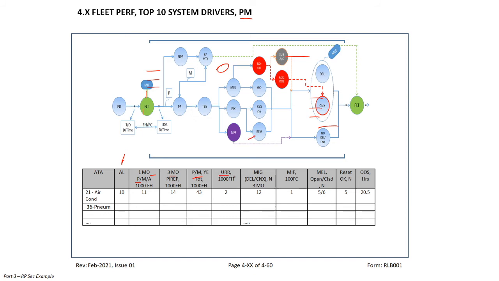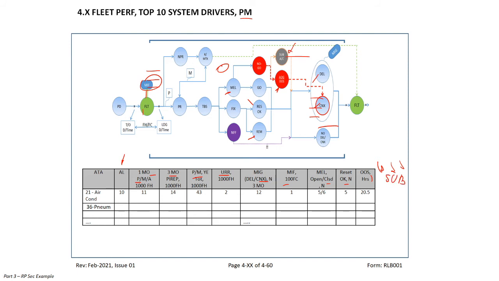Let's say we need to see some removal information. Here are unscheduled removal rates. We want to see delay cancellations. Here, delay cancellations. We want to see mission interruption flight. This is flight interruptions. MEL open close. This is MEL open close. Reset OK. This is reset OK. Auto service. This is out of service hours. We can continue this list. Let's say we want to see substitute aircraft, sub-aircraft.